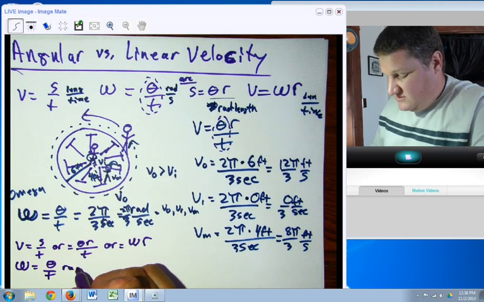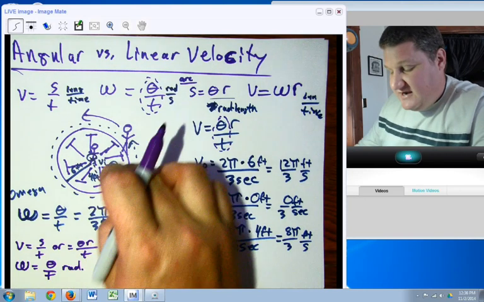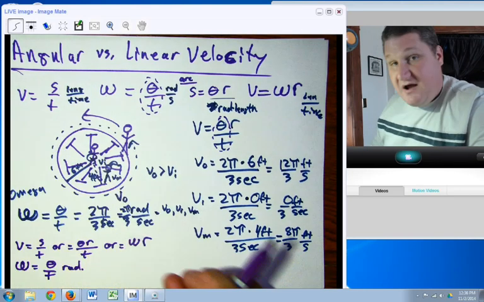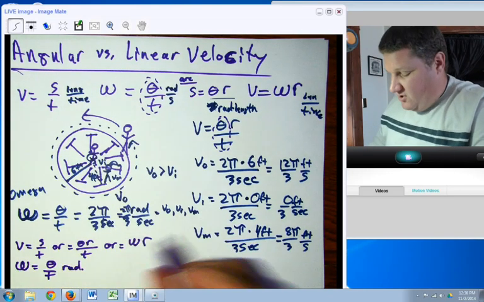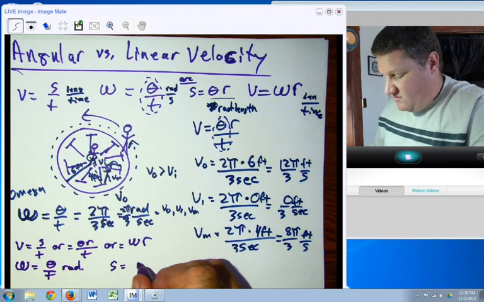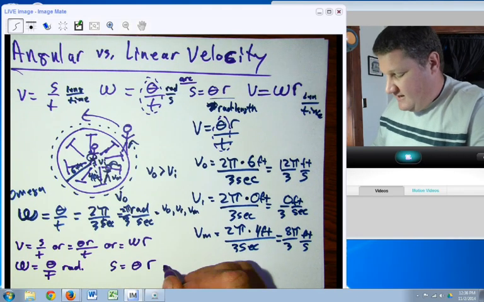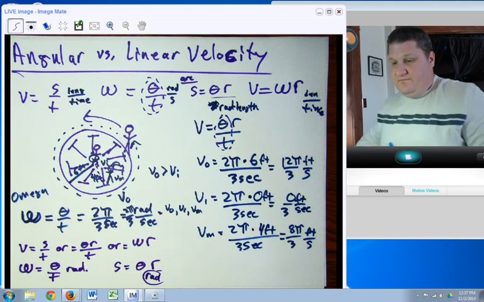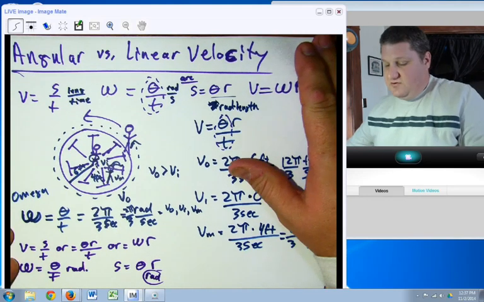But this is only true for radians because radians has to do with distance around the arc, versus your arc length, which is, of course, theta r, again, only in radians. So, if we have a few of those, then we can do a couple examples.